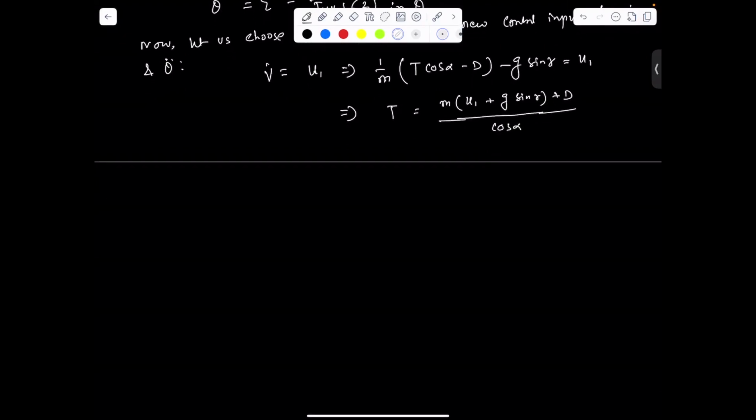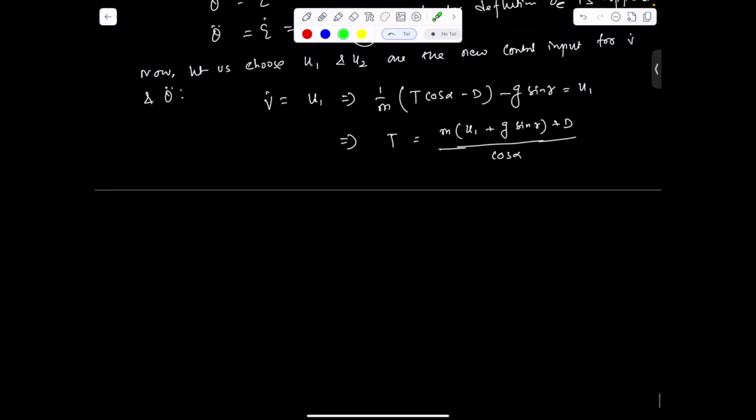You can also do it another way. Here basically we can choose V dot equal to U1, and for this you can choose U1 equal to minus k V maybe. If you substitute this in this equation, it will be a stable system, right? We'll do this part later. This is how we can find the control T, which is a function of the linear control U1, because this is a linear system, right? So this is how we can design the thrust to control V.